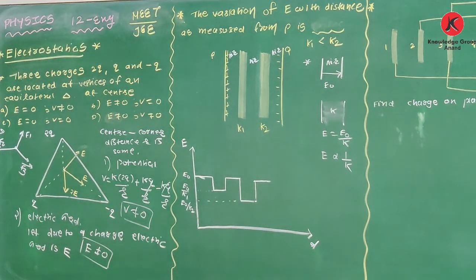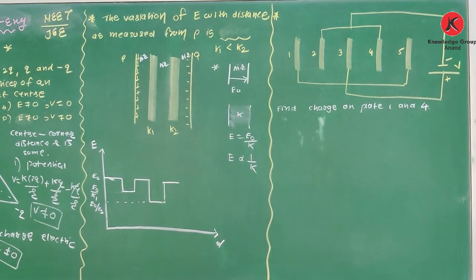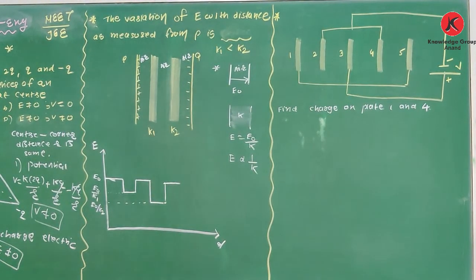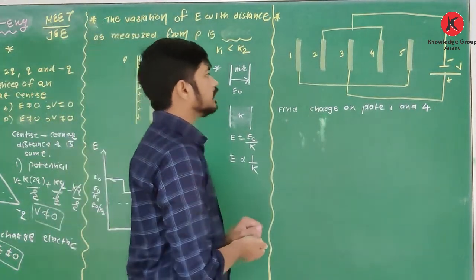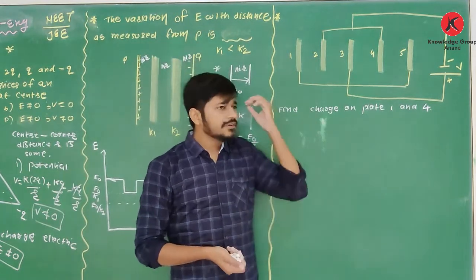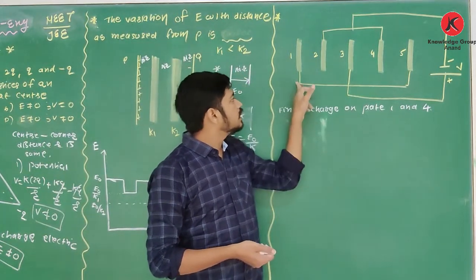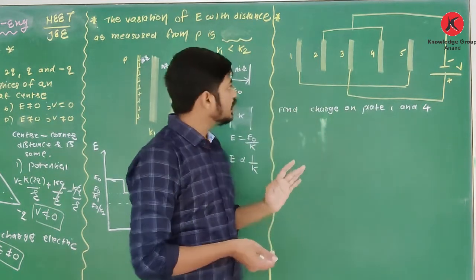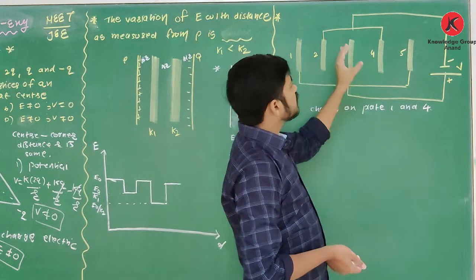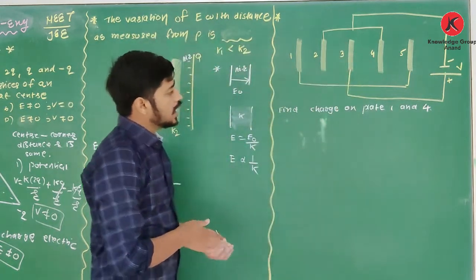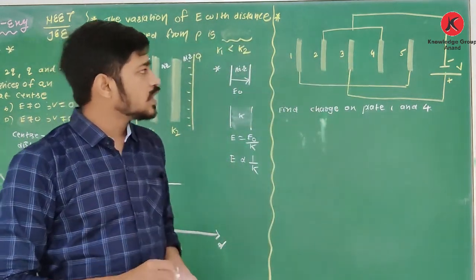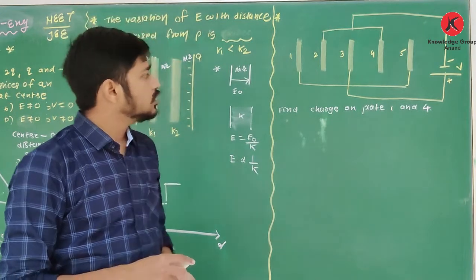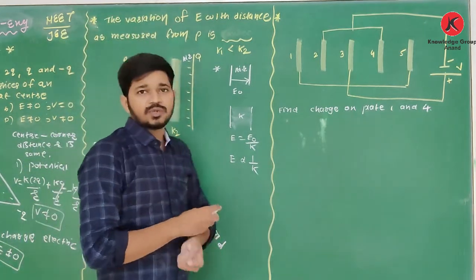Now, next question. You are given one figure. See, 1, 2, 3, 4, 5. Five plates are given. Out of these 5 plates, plates 1, 3, and 5 are connected with the positive terminal of the cell, while the second and fourth are connected with the negative terminal of the cell. You have to find the charge on plate 1 and 4.